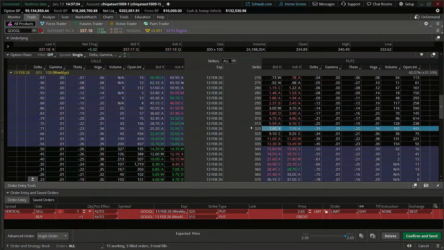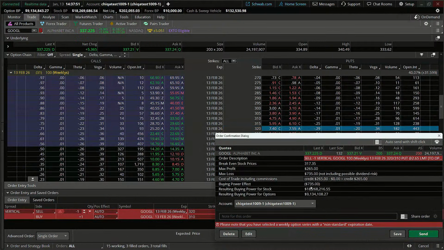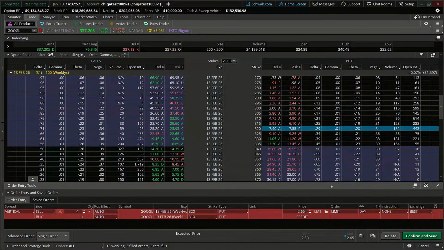So if the price stays above 320 during this time period of the next month or so, we're going to be able to keep that credit. Okay, so that's the most that we can make on this trade. The most we can lose is the difference between our strikes minus our credit. So if I take a look at that, that's going to be roughly $735 to the downside.